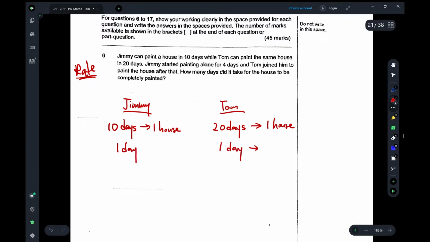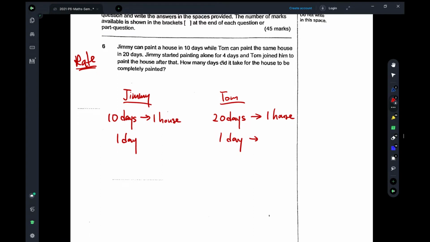Of course, you say that I can make it in 20 days. Yep. But for the purpose of the next few steps, it's always better to find 1 day. Okay? So 10 days can paint one whole house. 1 day, that will be 1 out of 10 house.